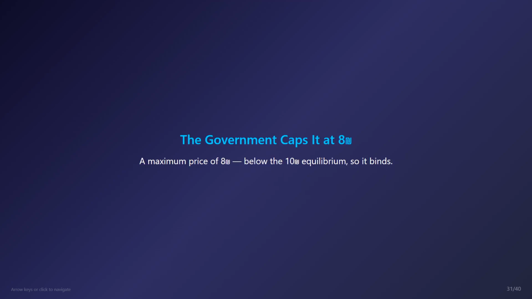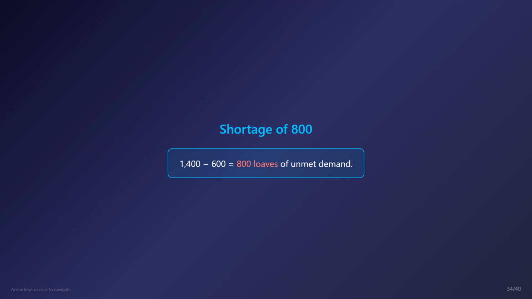Now the government imposes a maximum price of 8 shekels. Since 8 is below the 10 shekel equilibrium, the ceiling binds, and the market can't reach its natural price. Look at the producers at 8 shekels. Reading the supply side of the table, they're willing to make only 600 loaves at that low price. Their quantity supplied has shrunk. Now the consumers at 8 shekels. Cheap bread is popular, so buyers want 1,400 loaves, far more than at the old price. Quantity demanded has jumped. So the shortage is 1,400 minus 600, which is 800 loaves of unmet demand.